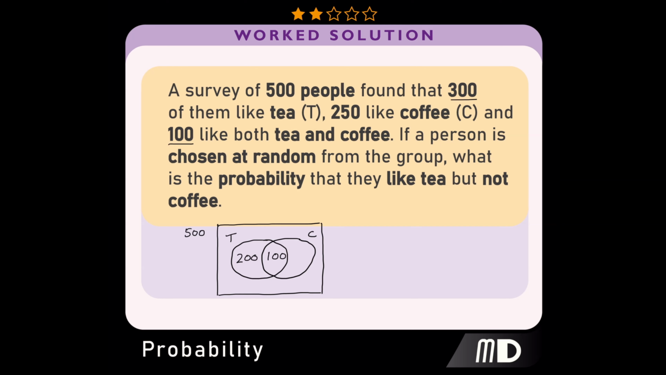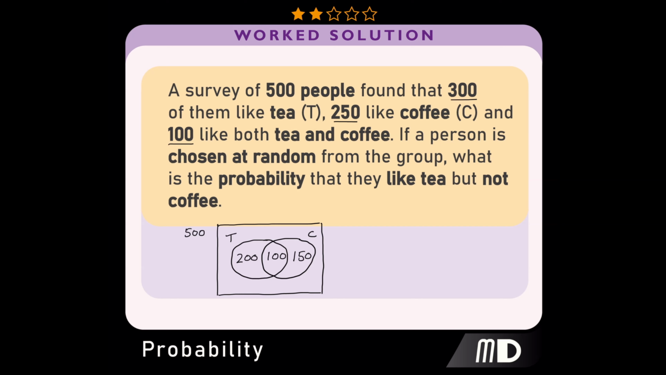The right-sided part of the diagram represents the people who only like coffee. In the question, we're told there are 250 people who like coffee. As before, given 100 of this group are already included in the center, and 250 minus 100 equals 150, we write 150 on the right side in the section representing those who like only coffee.